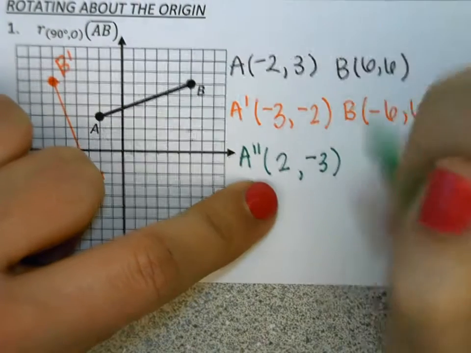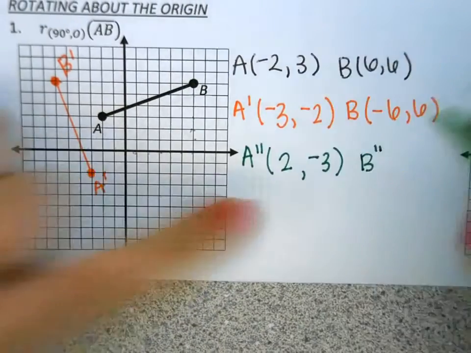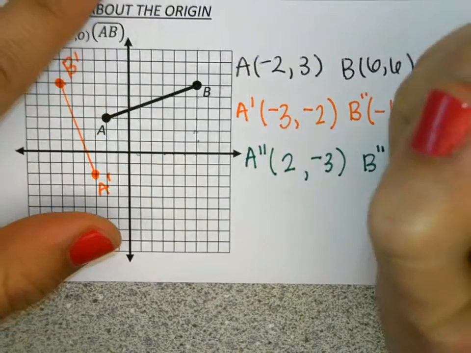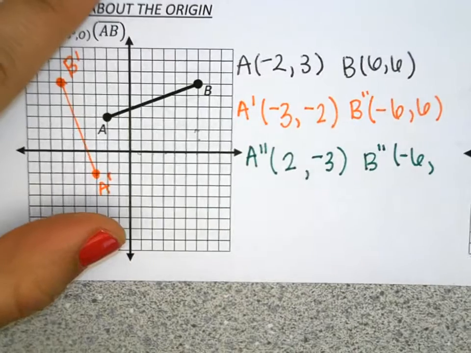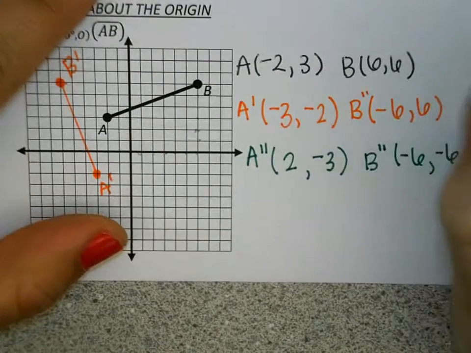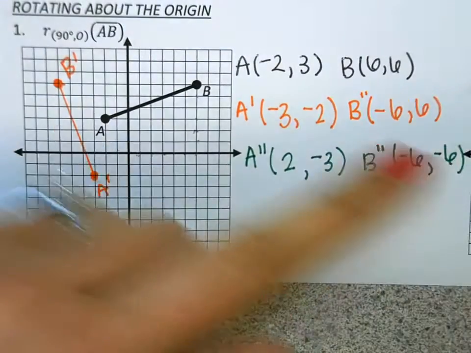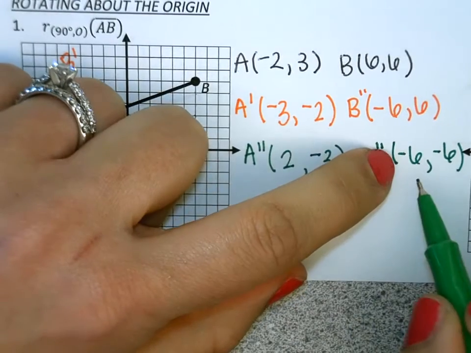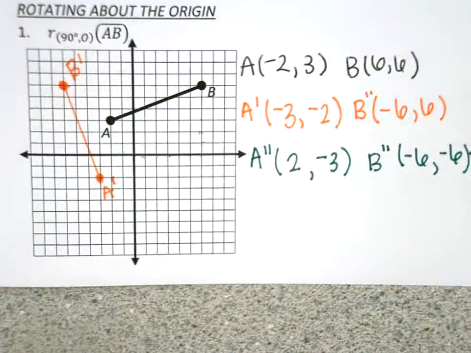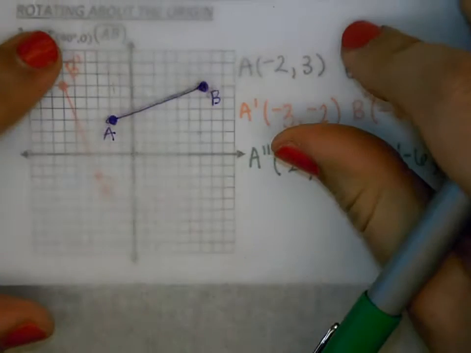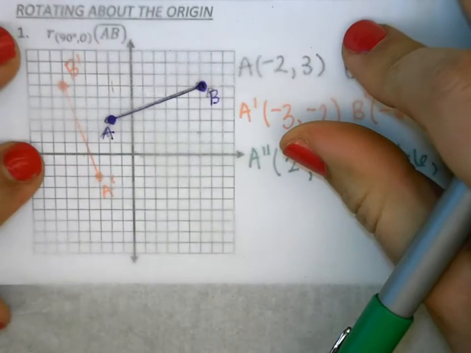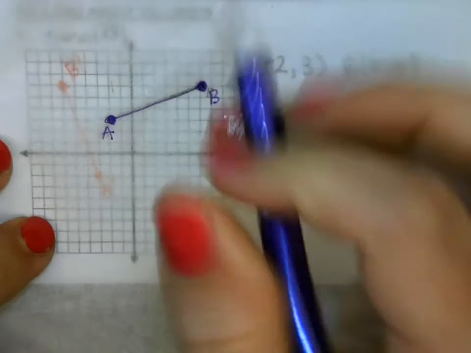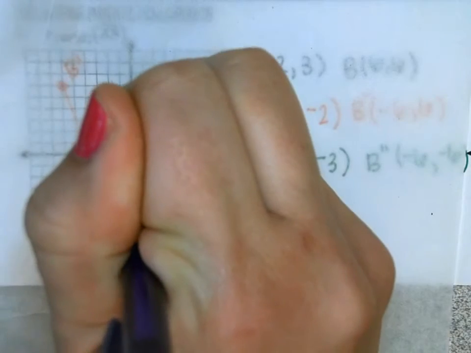What do you think will happen to B double prime? It will be -6 and -6. So if we flip-flop these, this -6 goes here, this goes here, and we take the opposite. Let's test it to see if it works. So here's how we do it. You put it back on the original. I think it's easier to do back on the original. And this time we're going to rotate not 90 degrees, but 180.